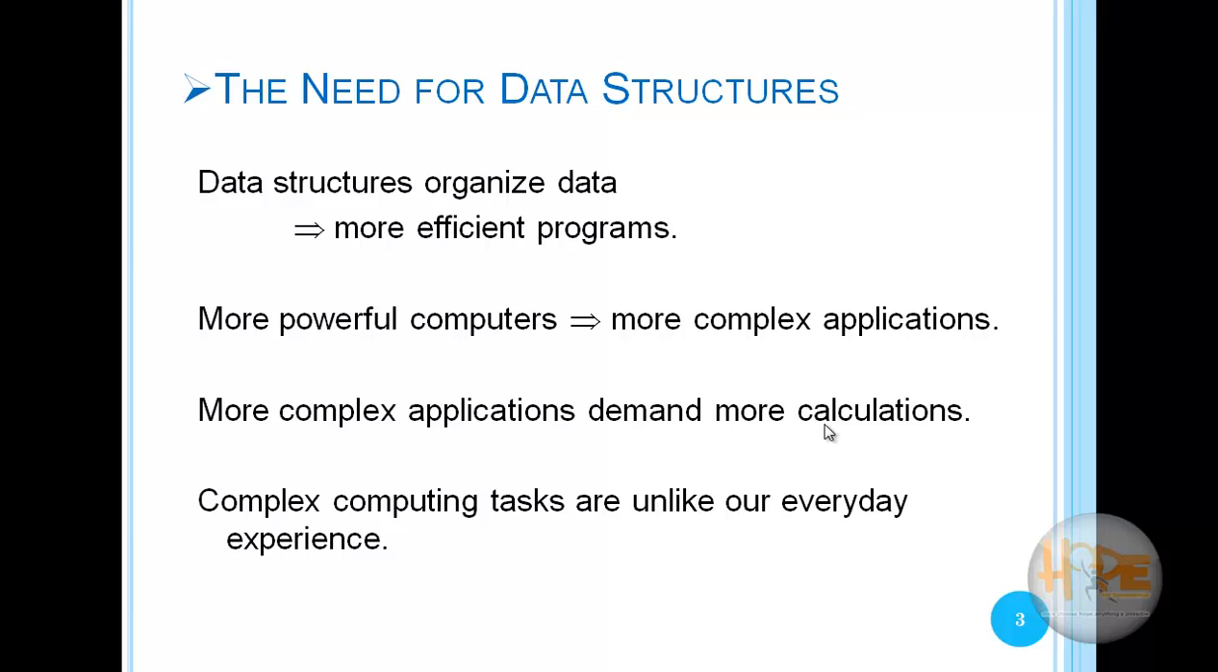Now, why are data structures needed? Data structures organize data, and so we get more efficient programs. We can have more powerful computers which have more complex applications. More complex applications demand more calculations. Complex computing tasks are unlike our everyday experience. Hence, data structures are a must.